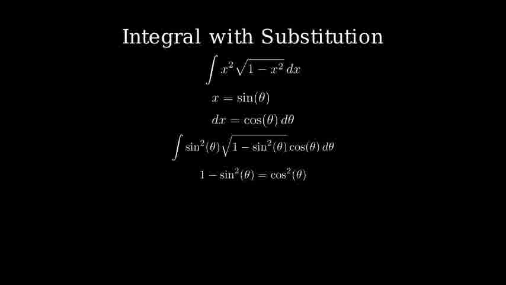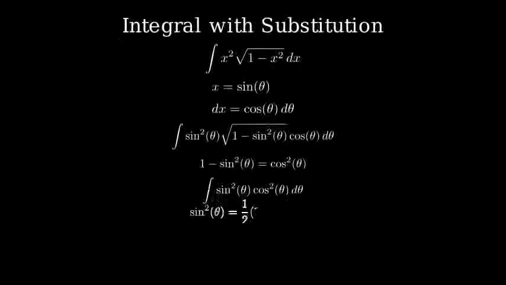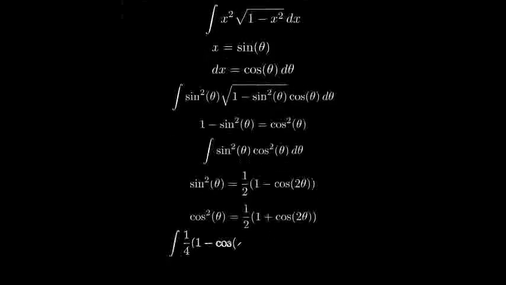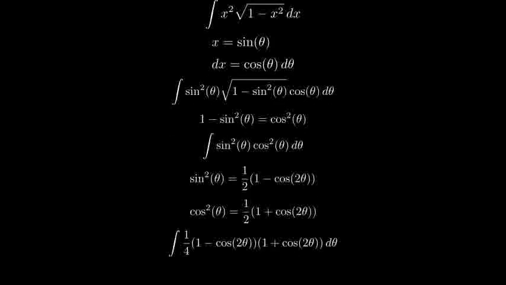Thus, the integral simplifies to sine squared theta times cosine squared theta d theta. This can be further simplified using a trigonometric identity for products. Recall that sine squared theta equals 1/2 times 1 minus cosine 2 theta, and similarly cosine squared theta equals 1/2 times 1 plus cosine 2 theta. Substituting these into the integrand, we rewrite this as 1/4 times 1 minus cosine 2 theta times 1 plus cosine 2 theta d theta.